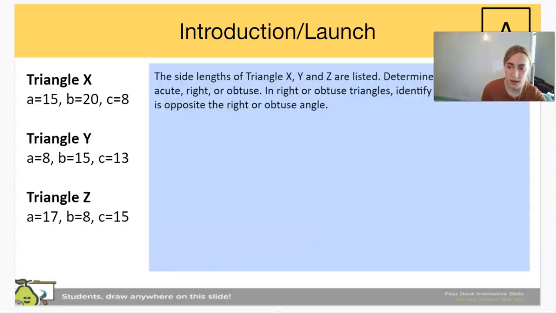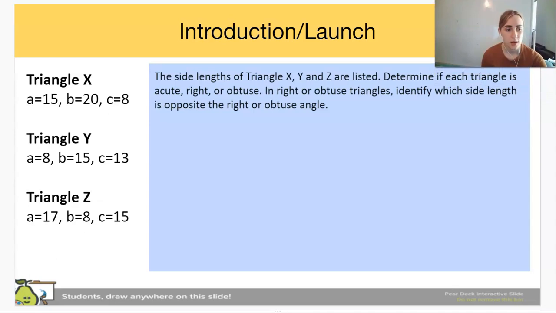As we move together to our introduction/launch. Here we are on slide A, and we are looking at three different triangles. We have triangle X, triangle Y, and triangle Z on the left. And we're going to read the prompt together. Please read along silently while I read this out loud. The side lengths of triangle X, Y, and Z are listed. Determine if each triangle is acute, right, or obtuse. In right or obtuse triangles, identify which side length is opposite the right or obtuse angle.